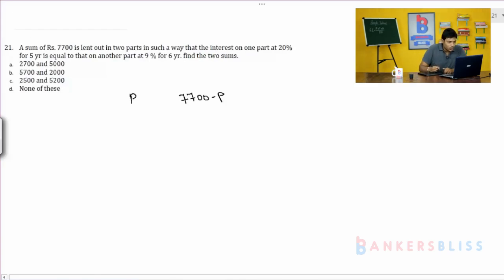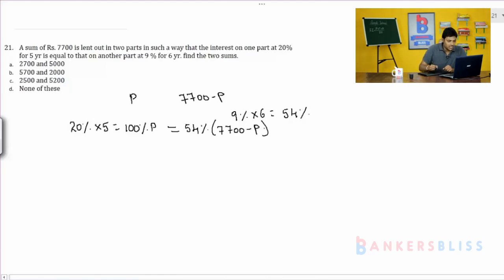Now, the first case, 20% for 5 years, which is equal to 100% on P. Next, the other part: 9% into 6, 9 sixes are 54, so 54% of 7700 minus P. So, 100 by 100 into P is equal to 54% on 7700 minus 54% on P.